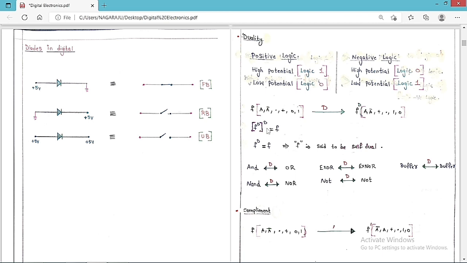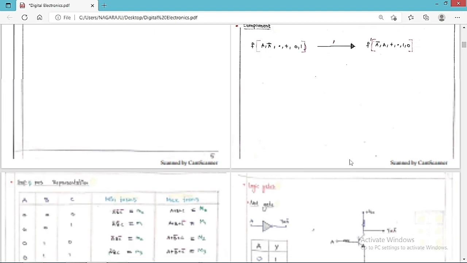If you apply the duality of the function two times, you are going to get the same function. If the duality of the function is equal to F, it is said to be self-dual. So for AND gate, you get OR gate; for NAND, you get NOR gate. For XOR, you get XOR. For NOT, you get NOT. For buffer, you get buffer. Vice versa is also true.